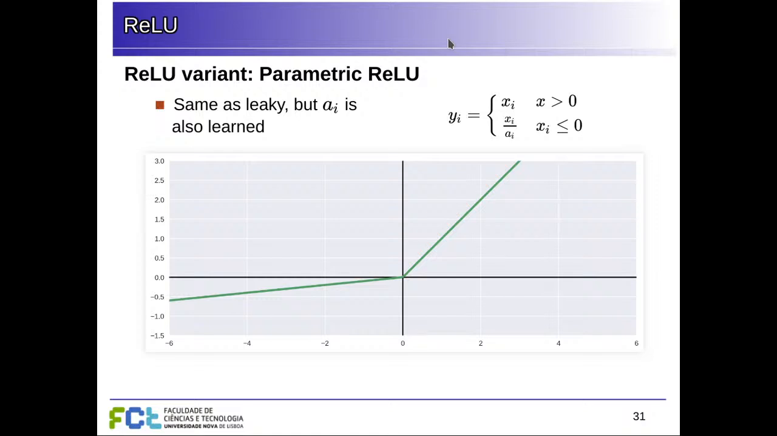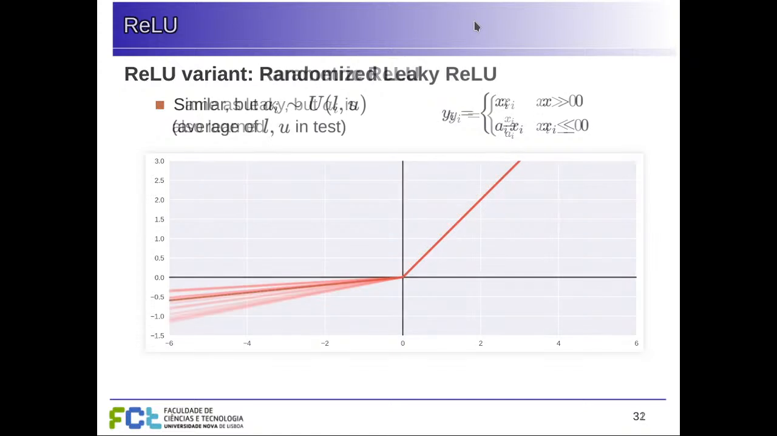Another version is the parametric ReLU, which is similar to the leaky ReLU, but this parameter here is also learned during training. So we are also adjusting this parameter for the neuron during training. The randomized leaky ReLU is another variant. It's just that the parameter we have here is taken at random in each step of training, for example. It's taken at random from a uniform distribution between a lower and upper bound.